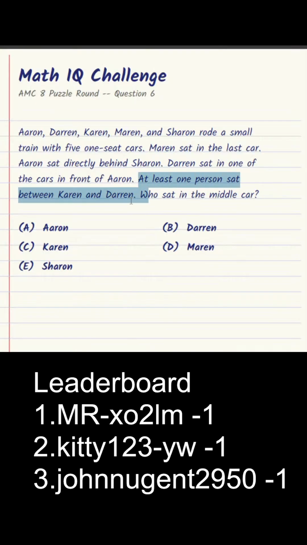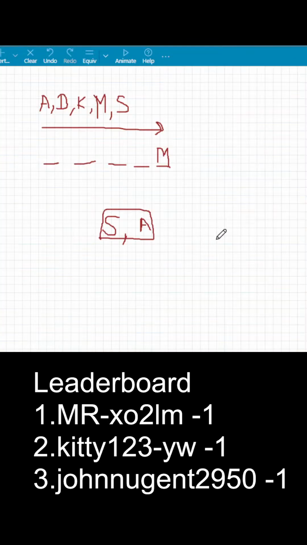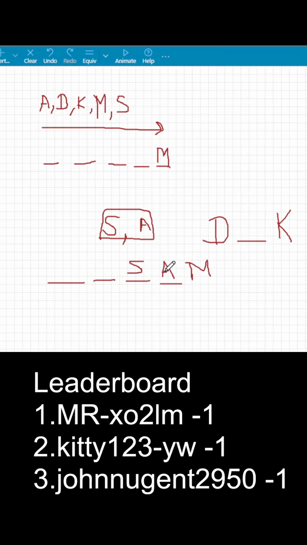Then at least one person sat between Karen and Darren. So we have Darren and then at least one gap and then Karen. So this is how it is. So then let us see, as per the possibilities, if Sharon and Aaron are third and fourth, then what happens. So suppose Sharon and Aaron are third and fourth. This is S and this is A.